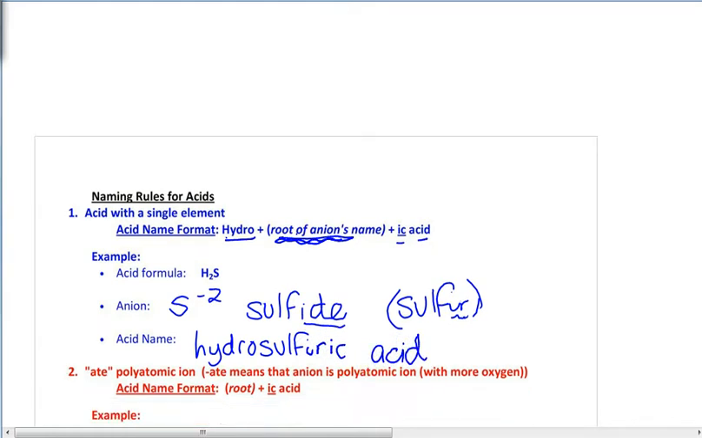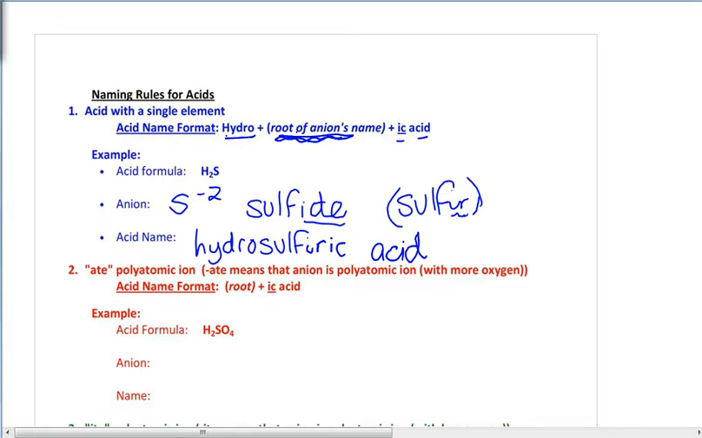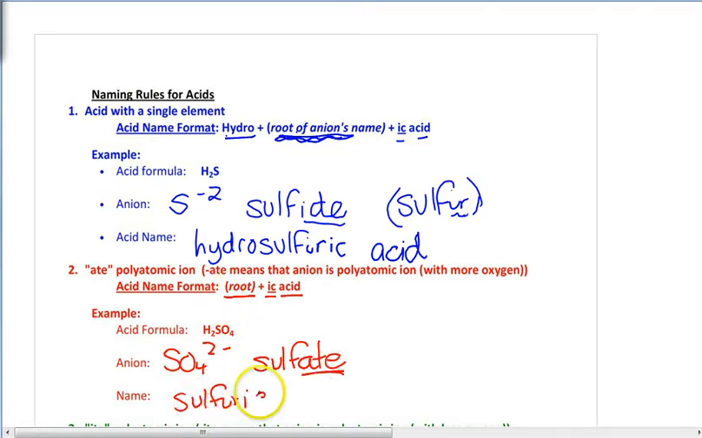Okay, so that's if it's a single element. If you have a polyatomic ion whose name ends in ate, you're going to have an acid name format that's something like the root-ic acid. So an example of this would be H2SO4, because the anion there, SO4 2-, is sulfate. It ends in ate. So the acid will be sulfuric acid.